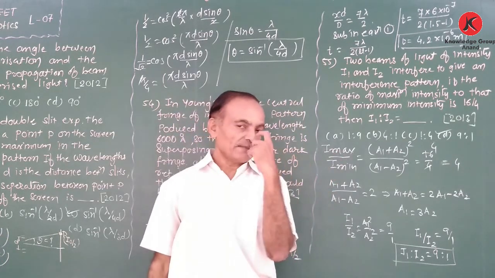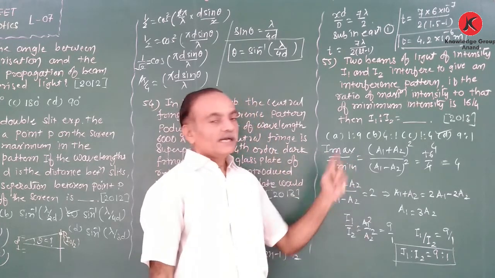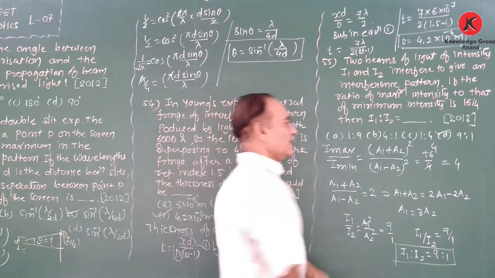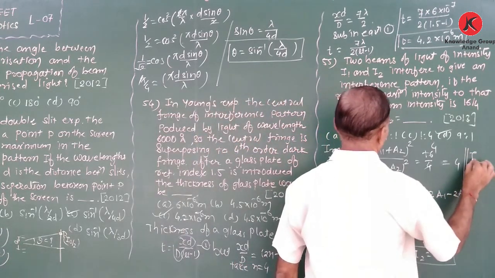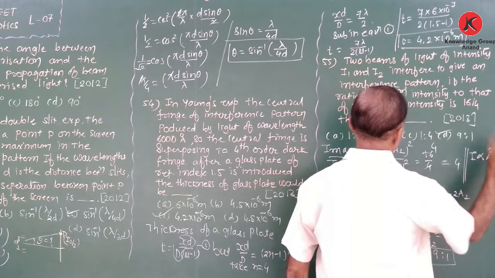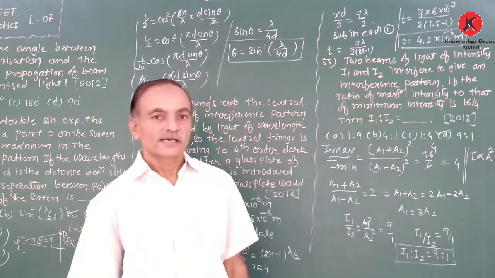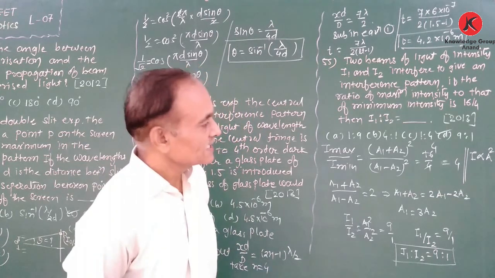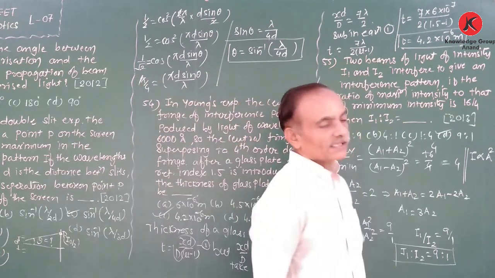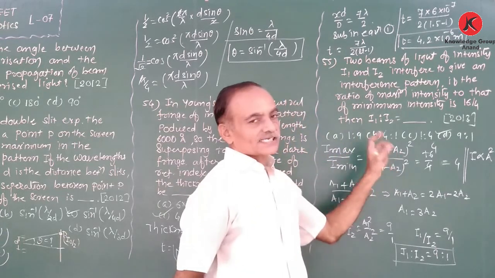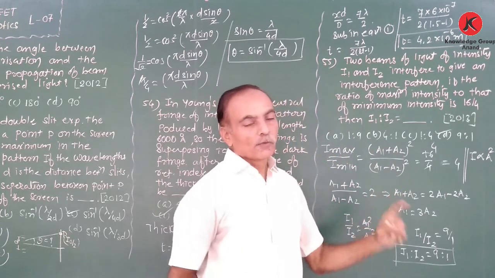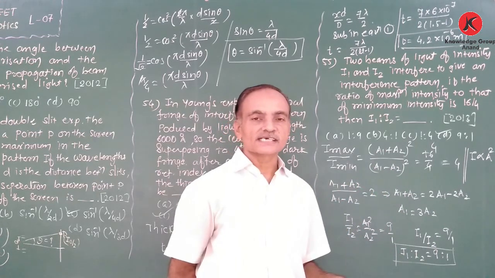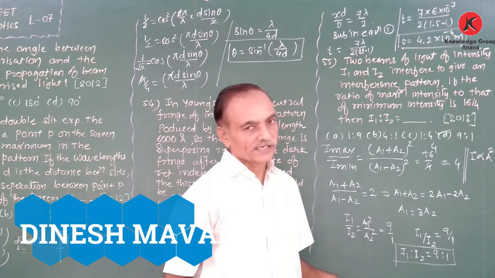Using this concept, I maximum upon I minimum is (A1 plus A2) whole square upon (A1 minus A2) whole square, because we know that the intensity is directly proportional to the square of amplitude. Here the two waves are superposed. So in that case, the maximum intensity is obtained when both crests or troughs of both waves are superposed. That means the amplitude increases, and when the amplitude decreases, then the minimum intensity is obtained.